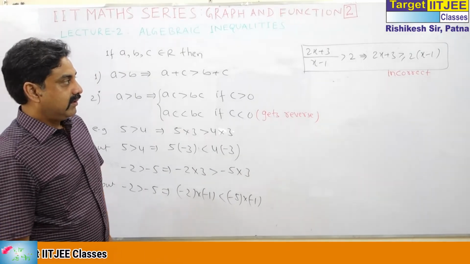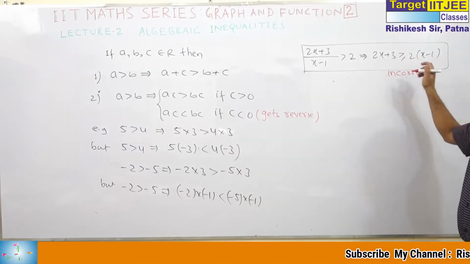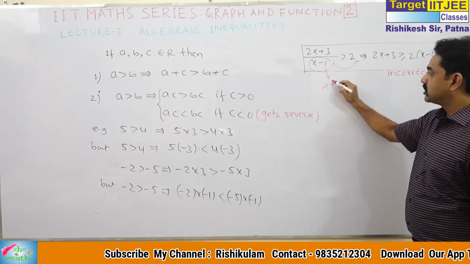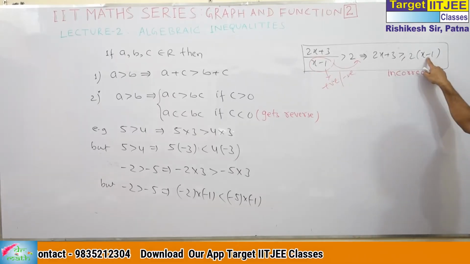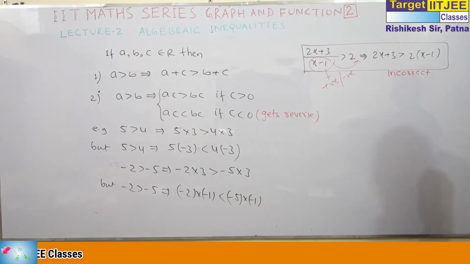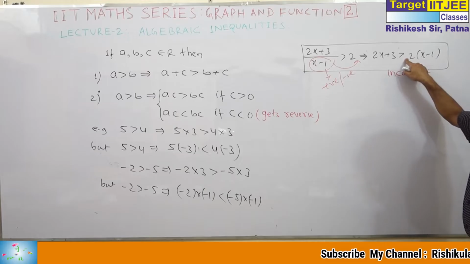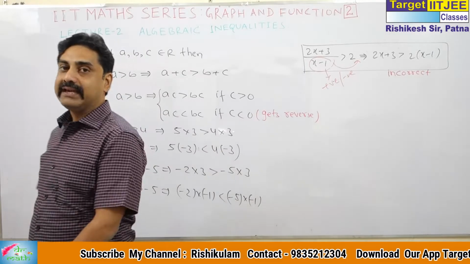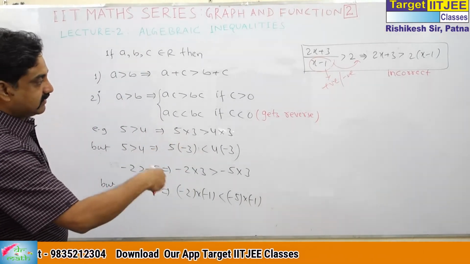Why? When we multiply both sides by x minus 1, or transfer this quantity here, we do not know whether it is positive or negative. If this is positive, this is valid. If this is negative, this is not valid; the inequality will get reversed. So we cannot do it like this. What we have to do, I will discuss later on.